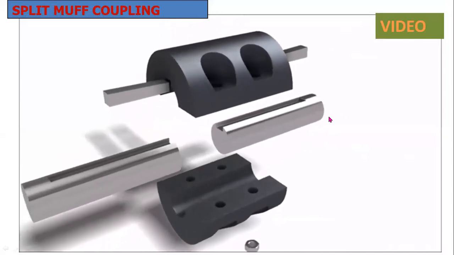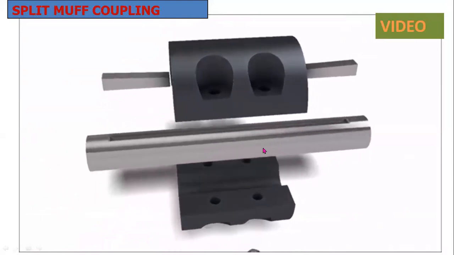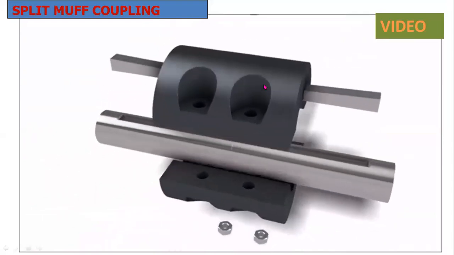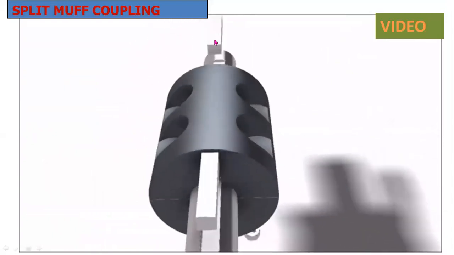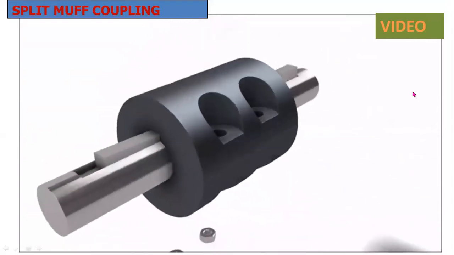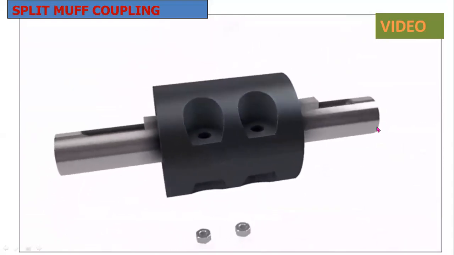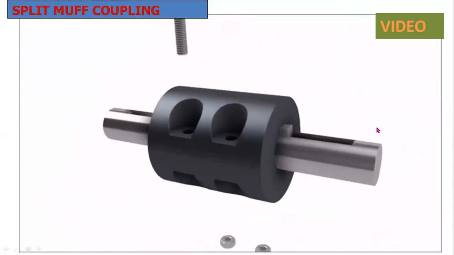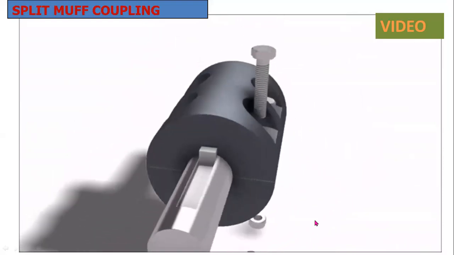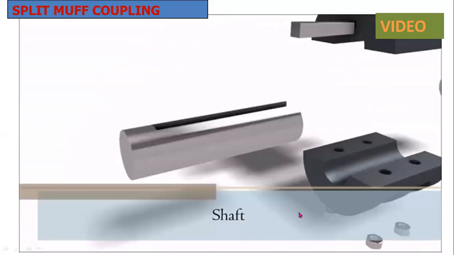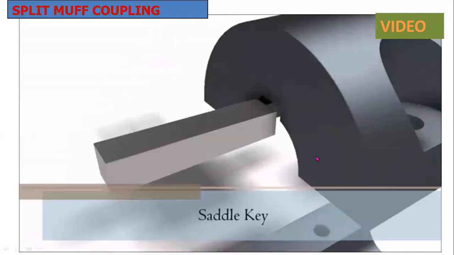Here couplings are used to join two shafts. Okay, so these two hubs are the split muffs, and this one is the key. These are the bolts, hexagonal bolts, and these are the hexagonal nuts.